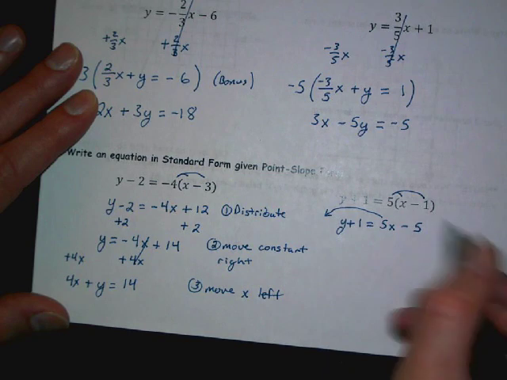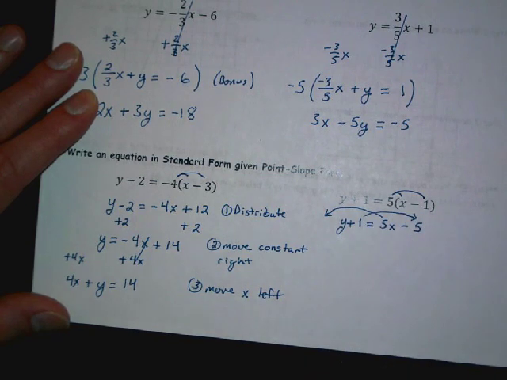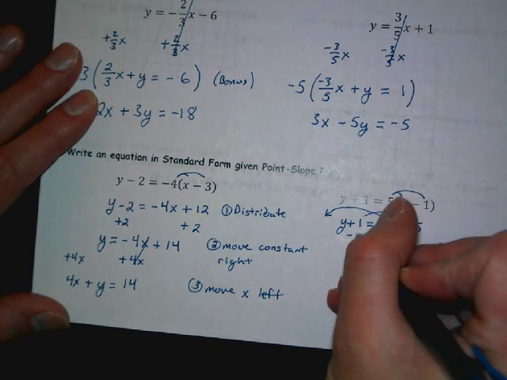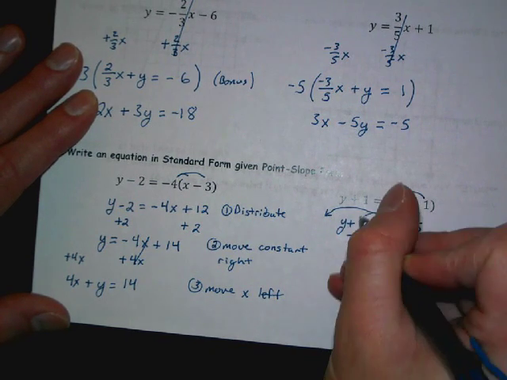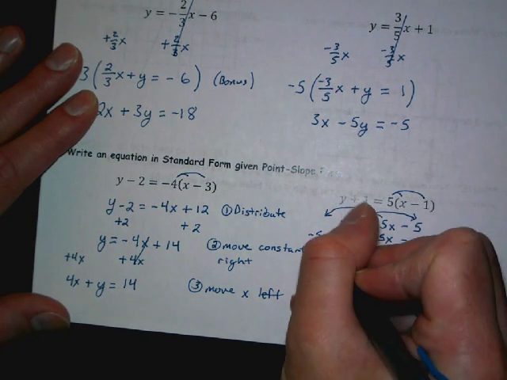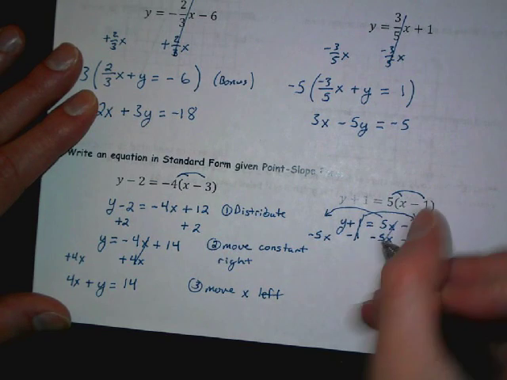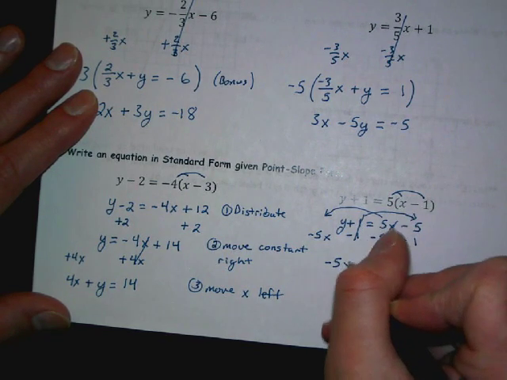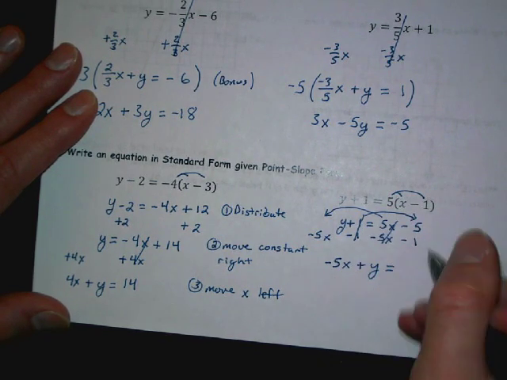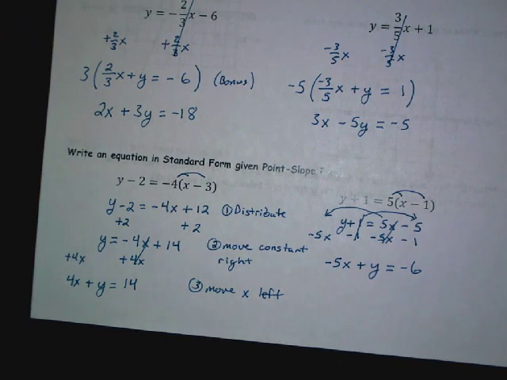Okay, so now we know that we're wanting to move that x to this side, and we're wanting to move this 1 to that side, correct? So you can do both those at the same time. We can subtract 1, and we can subtract 5x. It basically does step 2 and step 3 together. So now we have negative 5x plus y equals negative 5 and negative 1 combined to be negative 6.